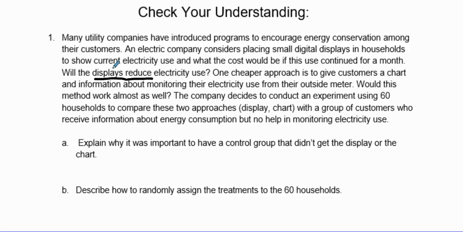Okay, so here are our displays. Here's really our explanatory variable, and we're going to see if it reduces the response variable, electricity use. Okay, electricity use. I should box that in. All right, those different things. Okay, so one cheaper approach is to give customers a chart and information about monitoring their electricity use from their outside meter. Would this method work almost as well? The company decides to conduct an experiment using 60 households to compare these 2 approaches: display or chart.